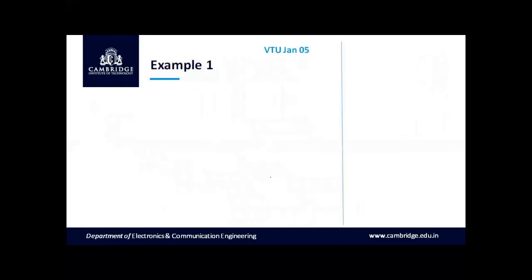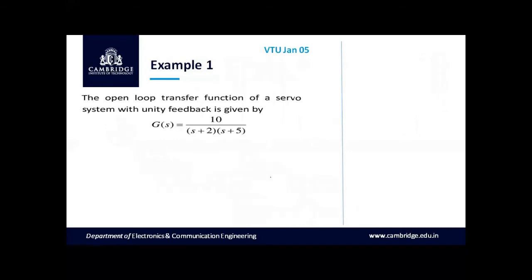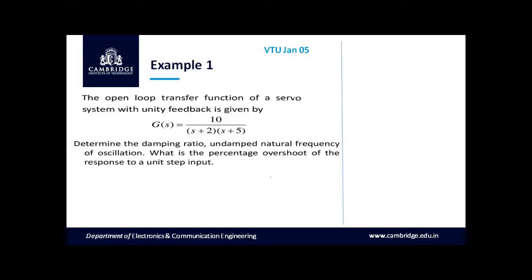So I have taken an example problem which has appeared during January 2005 VTU. The open loop transfer function of a servo system with unity feedback is given by G of s is equal to 10 by s plus 2 into s plus 5. Determine the damping ratio zeta, undamped natural frequency of oscillation. What is the percentage overshoot of the response to a unit step input? So you are given with G of s. Solve this problem. First we can write the given data G of s, and here it is very clear that it is a unity feedback system, hence H of s is equal to 1.